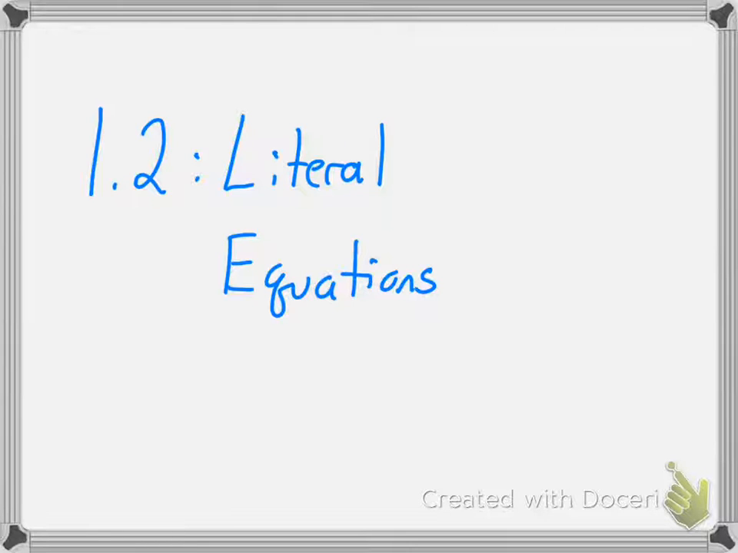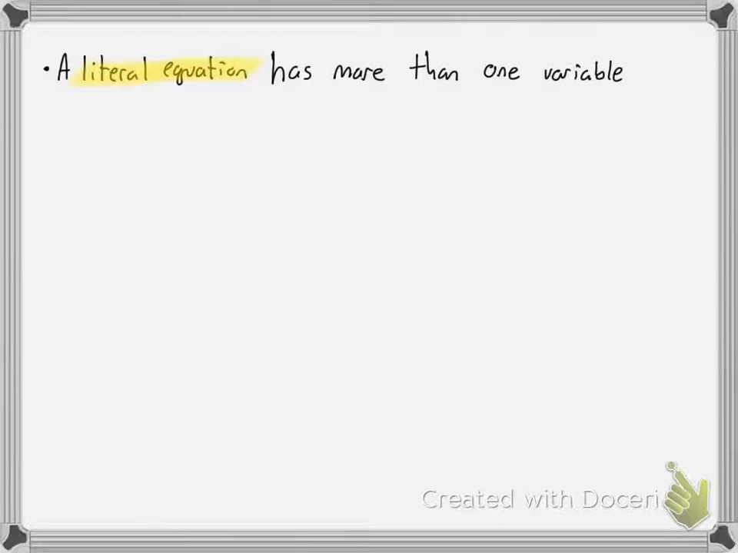In section 1.2, we're going to work with literal equations. A literal equation has more than one variable. You definitely worked with a lot of these in geometry when you did surface area and volume, so all those formulas. You'll see these a lot in science classes or a physics class. Basically, it means you have more than one variable or more than one unknown.